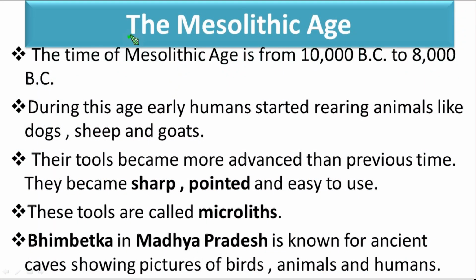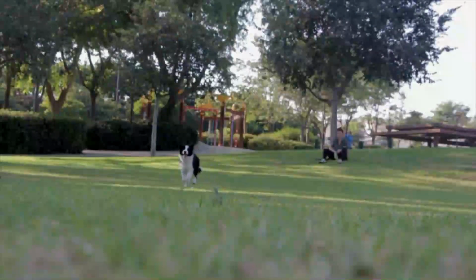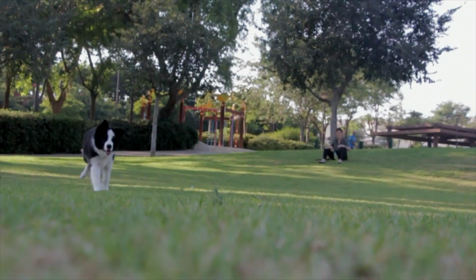The next subcategory of Stone Age is Mesolithic Age. This is the time period which started around 10,000 BCE and ended about 8,000 BCE or BC. During this time, early humans started rearing animals like dogs, sheep, and goats. And it is estimated that the dog was the first animal tamed by the early humans.